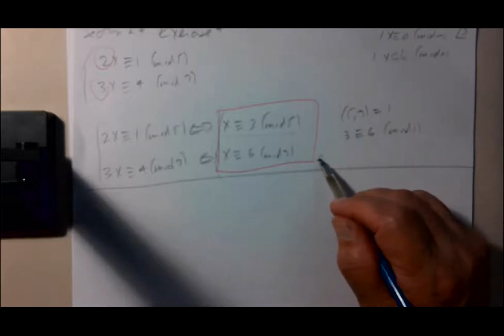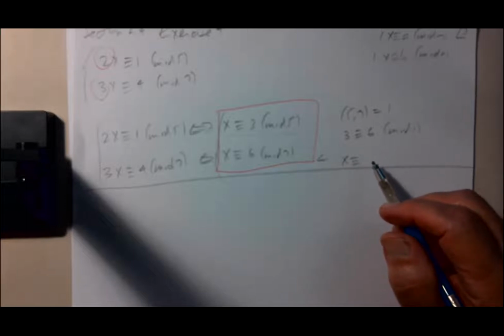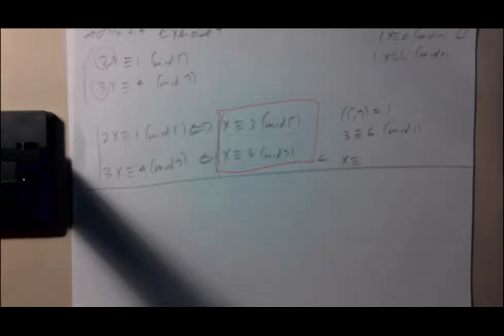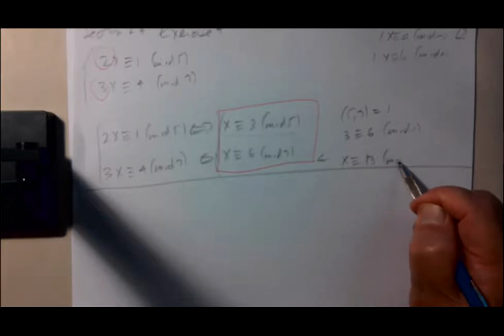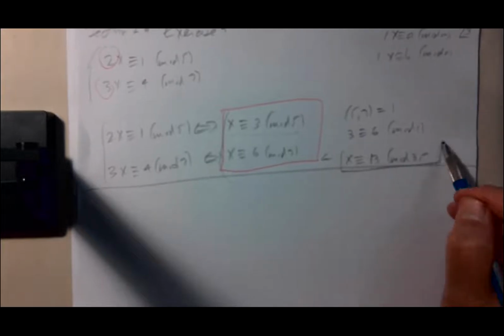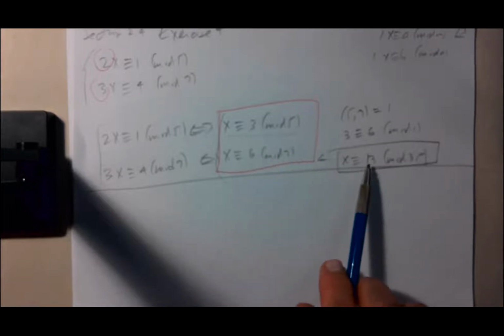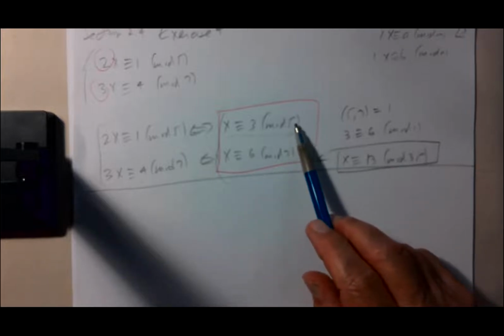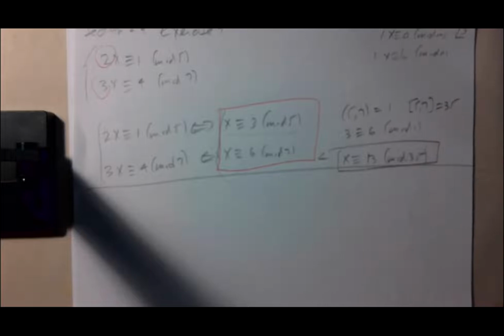In fact, if you go through the work, I think you'll find that the set of all solutions are all x congruent to, let's see, 13 mod 35 is the solution, because 13 minus 3 is 10, which is divisible by 5. 13 minus 6 is 7, which is divisible by 7. And the solution is a congruence class modulo the least common multiple of 5 and 7, which is 35.